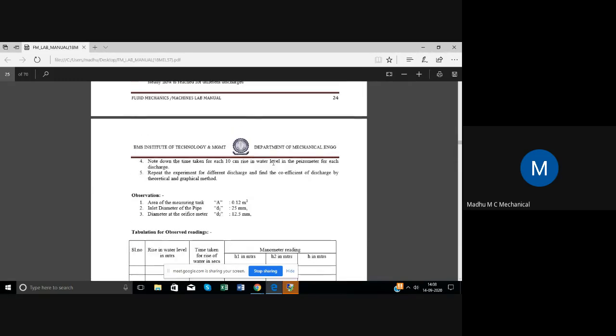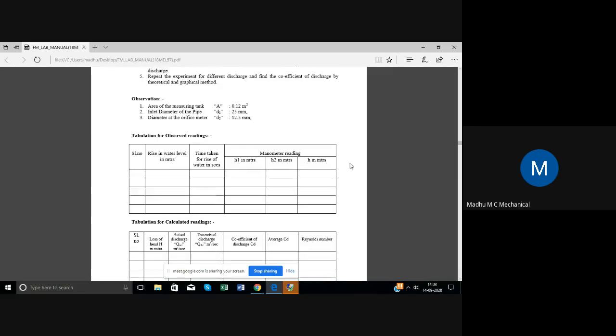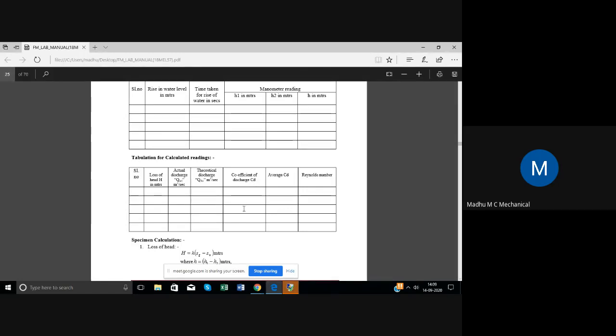Now, this has to be done for 3 readings. The rise in water level is always the same, 10 centimeter or 0.1 meter. Calculate the time, which will vary. Calculate the difference of H1 and H2, and H in meters. For all the readings, take the loss of head H, Q actual, Q theoretical, and CD value. You will get 3 CD values for 3 readings. Take the average of all 3, find the Reynolds number, and prove whether it is laminar or turbulent.